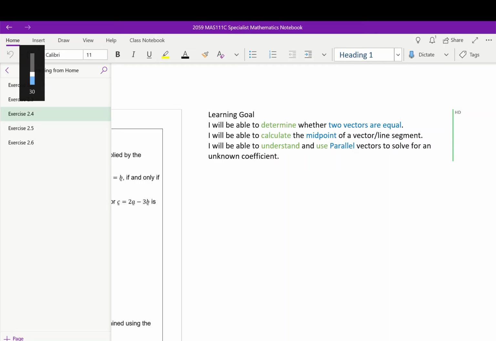So our learning goals for this video today: I'll be able to determine whether two vectors are equal, I'll be able to calculate the midpoint of a vector or line segment, and I'll be able to understand and use parallel vectors to solve for an unknown coefficient.